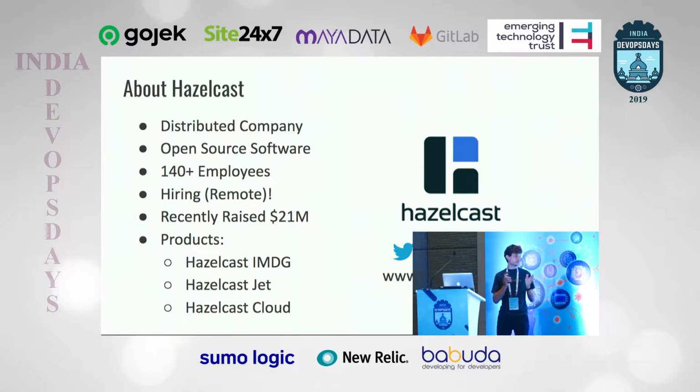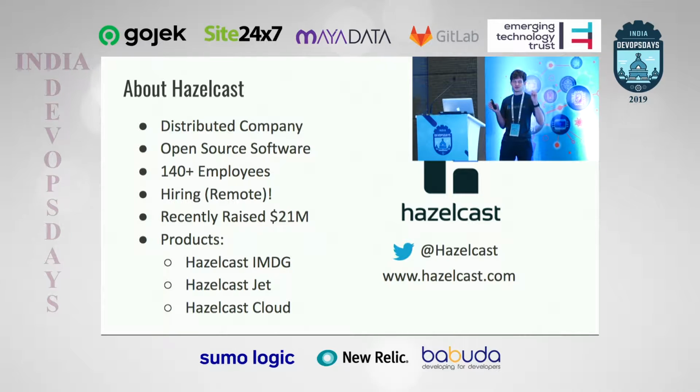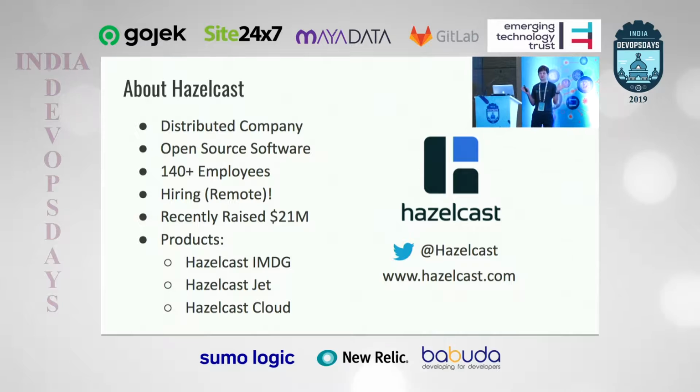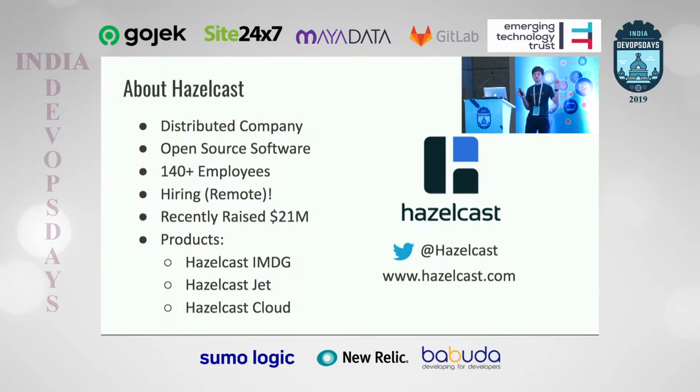Also a few words about Hazelcast. Hazelcast is a distributed company in two meanings. First, it is distributed because we produce distributed software. But the second meaning is distributed because we all work remotely. So all teams are distributed. We have people all over the world. We have about 40 engineers and 140 people in total.